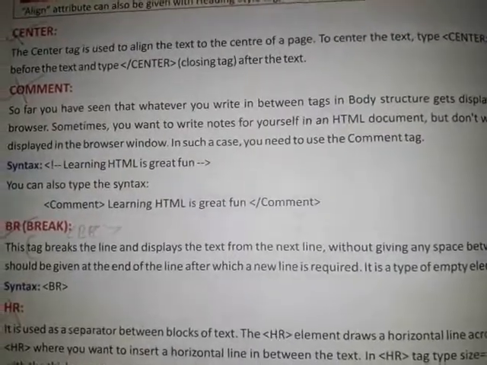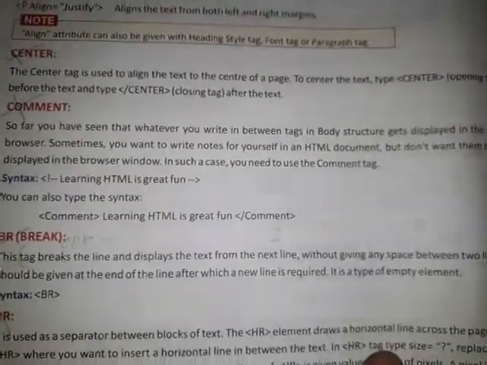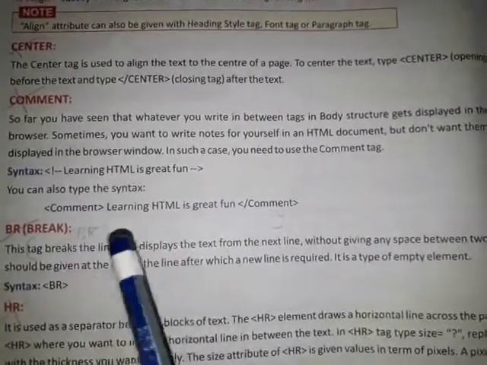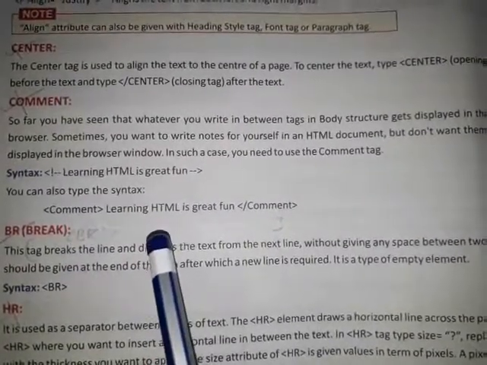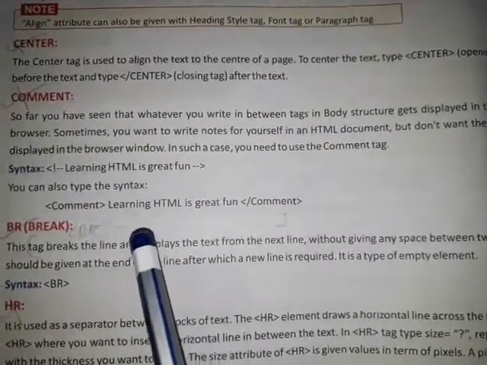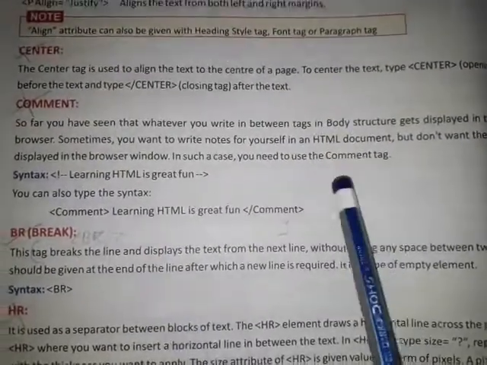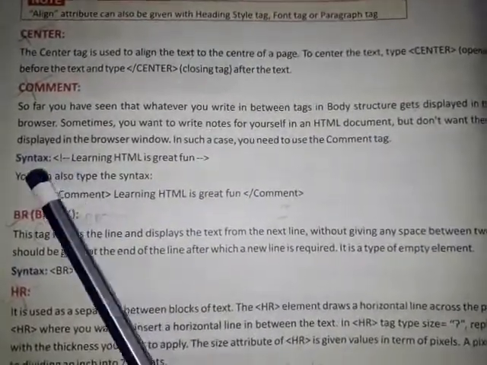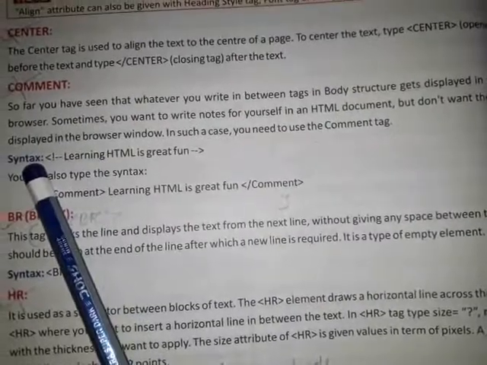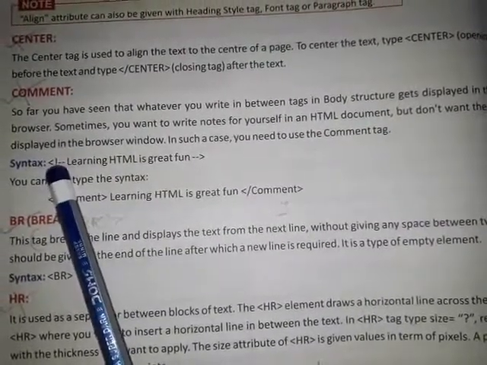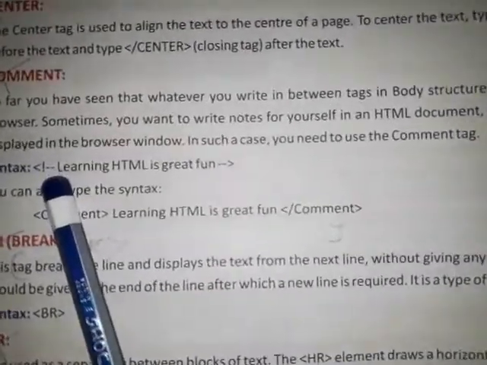If you want to write something as a note in your program for your understanding in the near future, and you don't want to display that content on the browser, you can write these notes in the commenting tag or the comment tag. How can you write a comment tag? Syntax: opening tag, exclamation, double hyphen. This is a double hyphen. Okay.